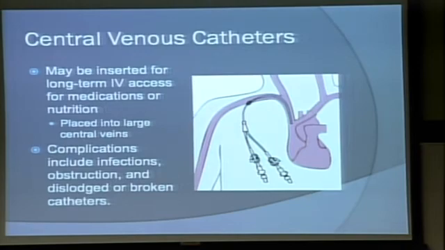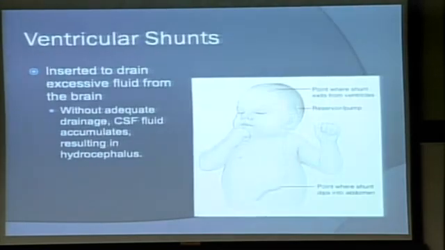Central venous catheters, complications include infection, obstruction, dislodged or broken catheters. And those are transport cases. You transport the kid in, don't mess with the catheter.